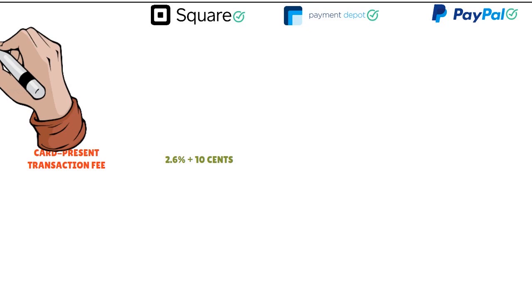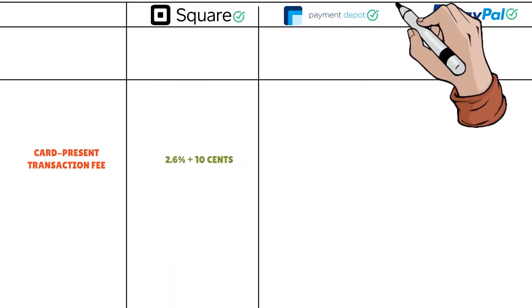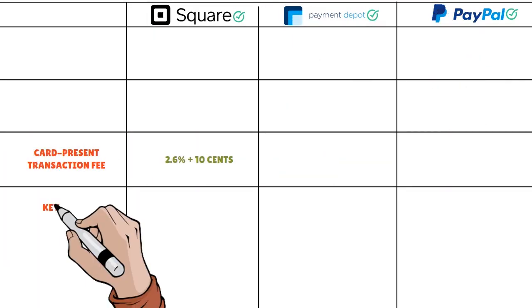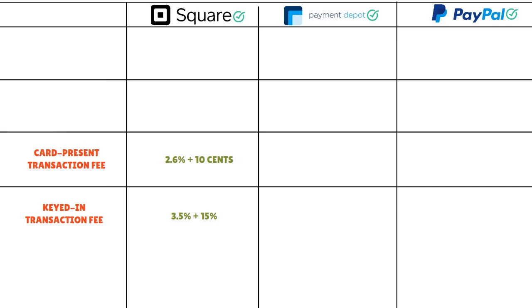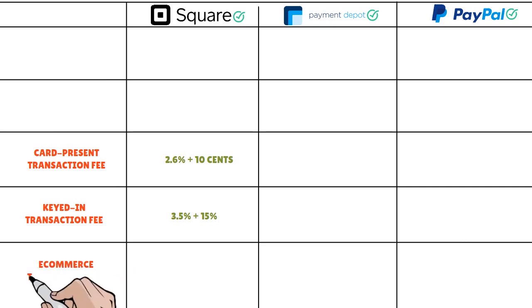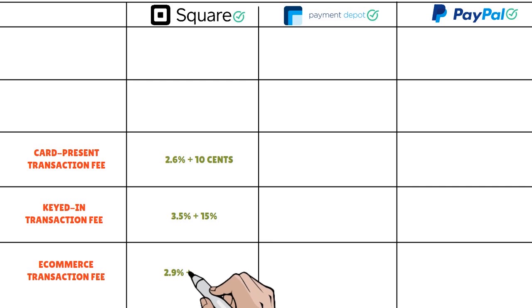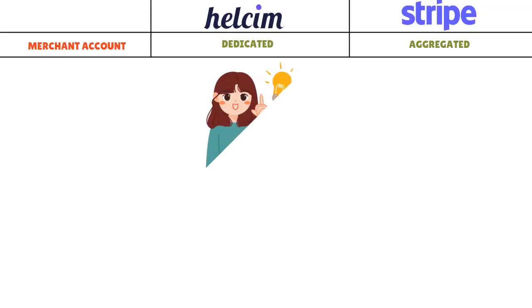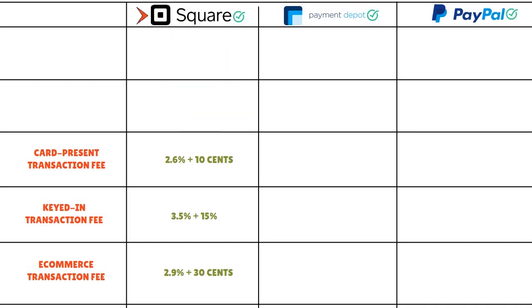And for card present transaction fees, you have 2.6% plus 10 cents. And for keyed in transaction fees, you're looking at 3.5% plus 15 cents. Okay. And for e-commerce transaction fees, you are looking at 2.9% plus 30 cents. So that really gives you an idea about how much you could be paying if you were to go with Square. So that's for Square.